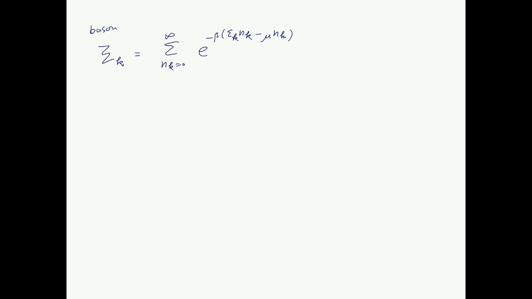Okay, so I can take out this common n_k prefactor and factor. So (e^{-β(ε_k − μ)})^{n_k}, and this n_k goes from 0 to infinity. So I can have an exact sum of this series.